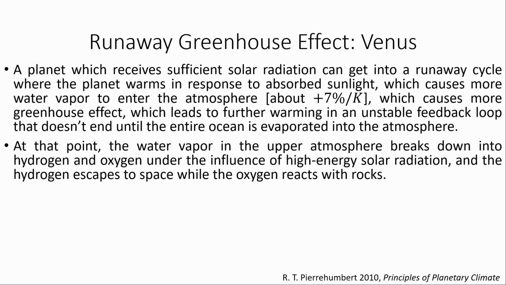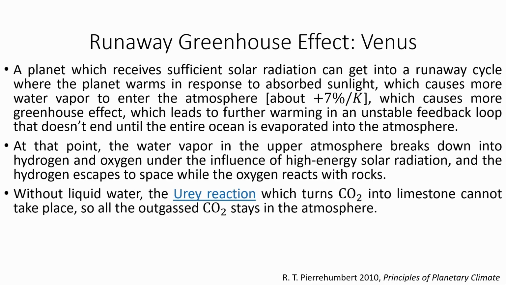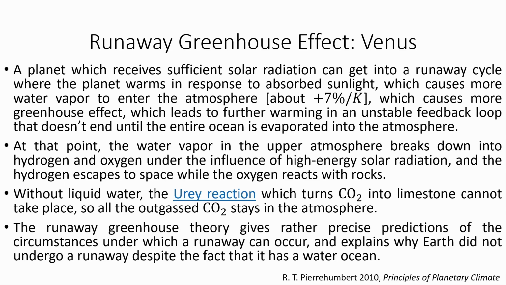At that point, the water vapor in the upper atmosphere gets broken down into hydrogen and oxygen under the influence of high energy solar radiation, and the hydrogen escapes to space while the oxygen reacts with rocks. Without liquid water, the Urey reaction, which turns CO2 into limestone, cannot take place. So all of that outgassed CO2 just stays in the atmosphere. So the runaway greenhouse theory gives rather precise predictions about the circumstances under which a runaway can occur and explains why Earth did not undergo a runaway, unlike Venus, despite the fact that it has a water ocean.